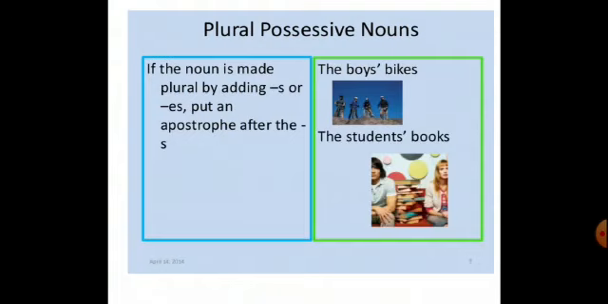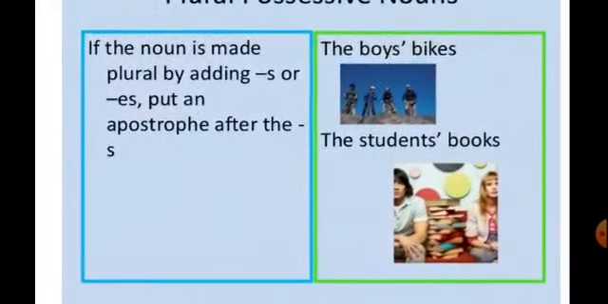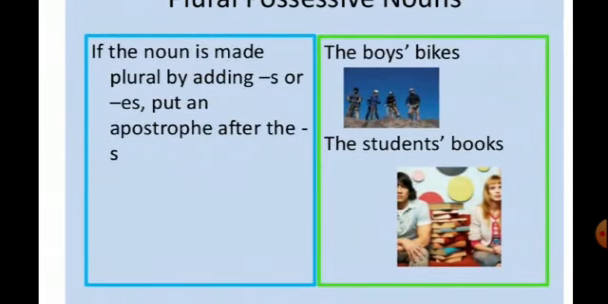Okay, plural possessive nouns. If the noun is made plural by adding S or ES, put an apostrophe after the S. What does it mean? In the first picture, I have four boys with four bikes. So I say the boys' bikes.